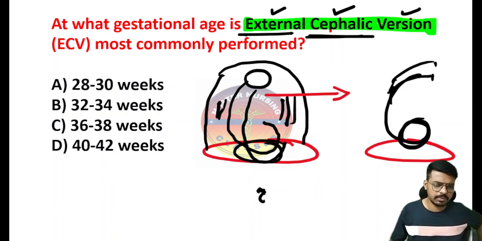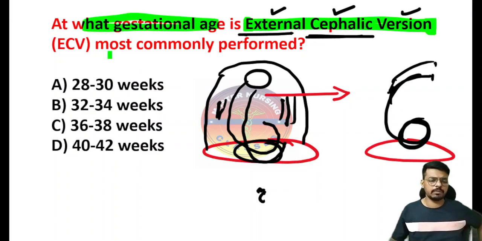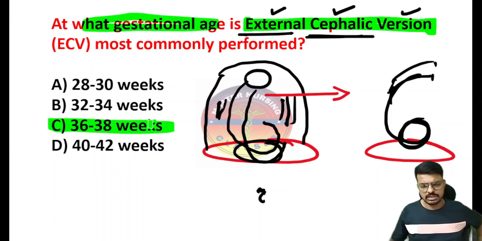And when we have to perform this one, what is the most gestational age where I want to perform the external cephalic version? Can anyone answer this one? Very nice of you all. Few students only answered this as correct. So that is 36 to 38 weeks is the correct answer.